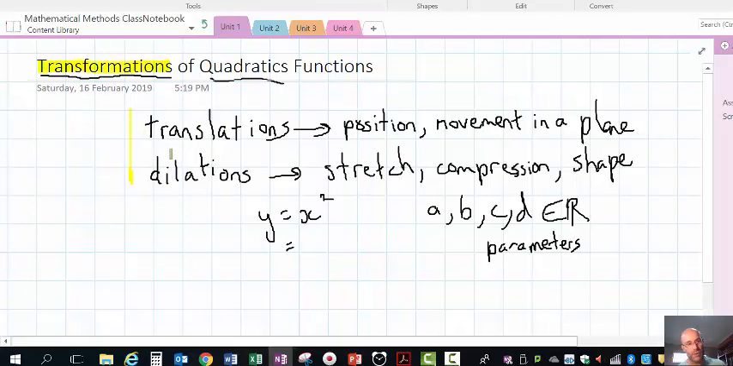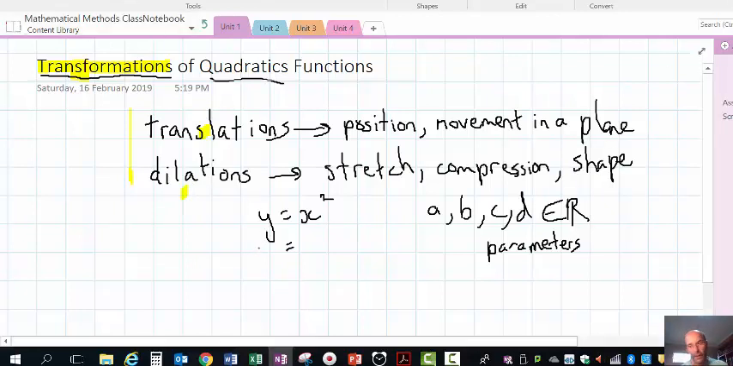So these things together comprise the transformations we're going to consider. Okay? So translations and dilations. Don't get the word transformation and translation mixed up. Okay? So translations are transformations, but not all transformations are translations. Some of them are also dilations. Some of them are dilations, I should say. Okay, so a, b, c and d are just numbers, real numbers.